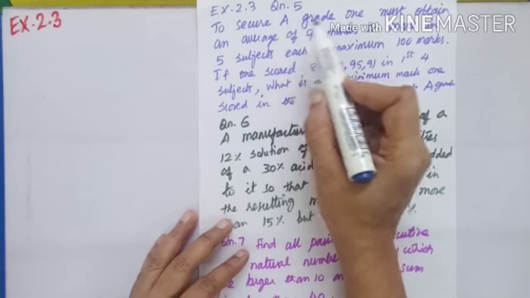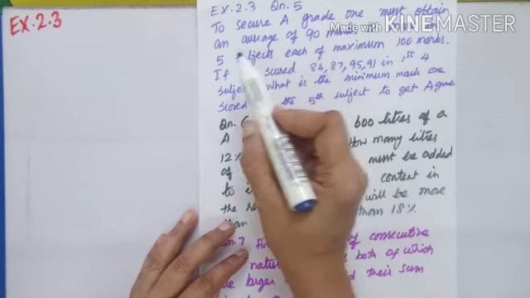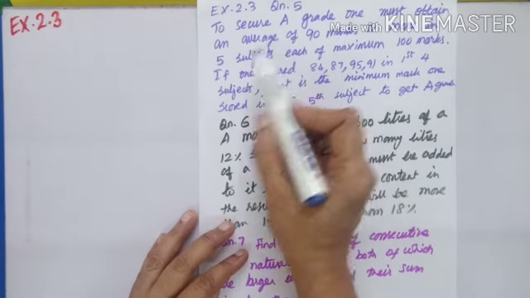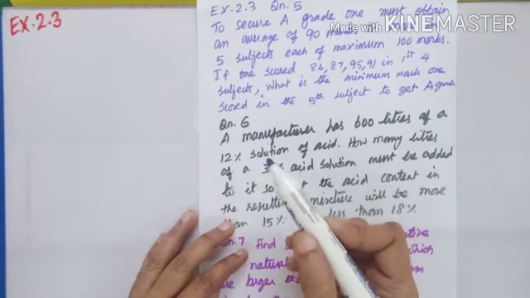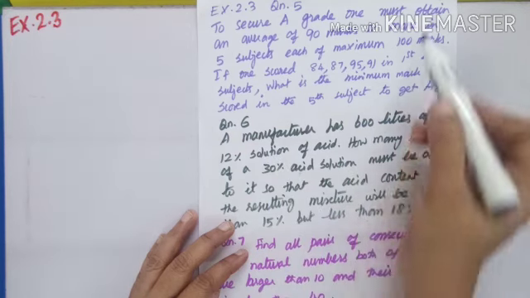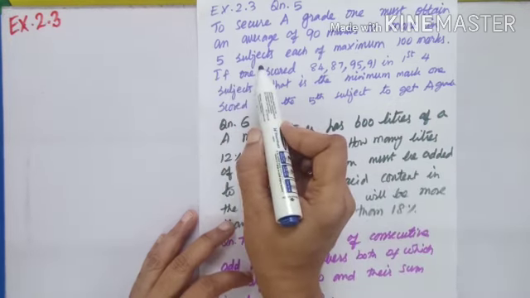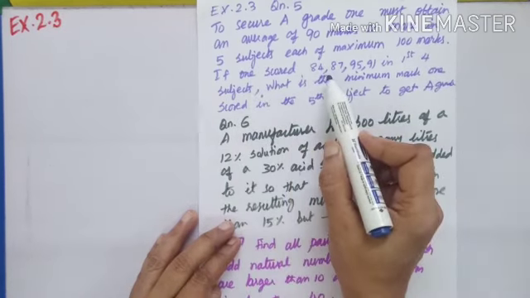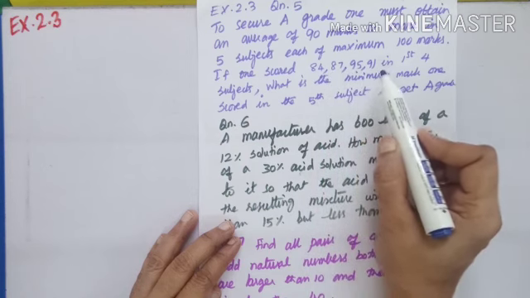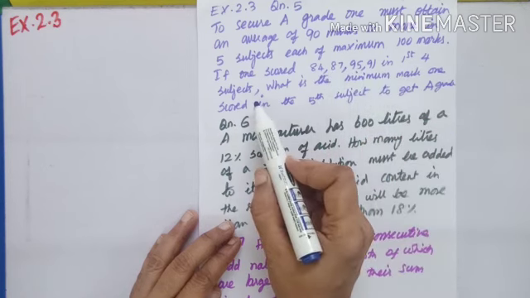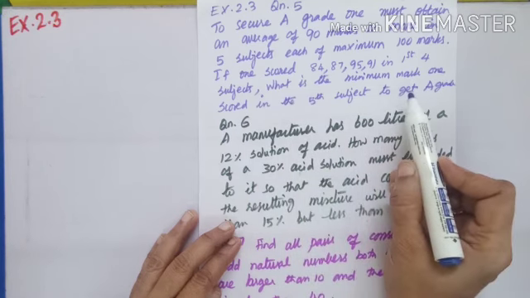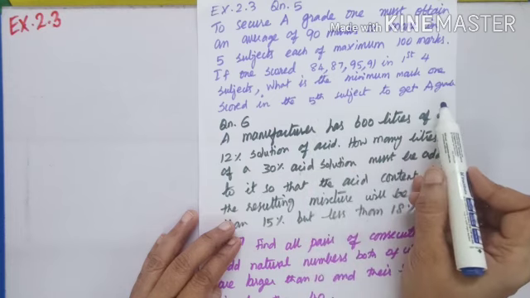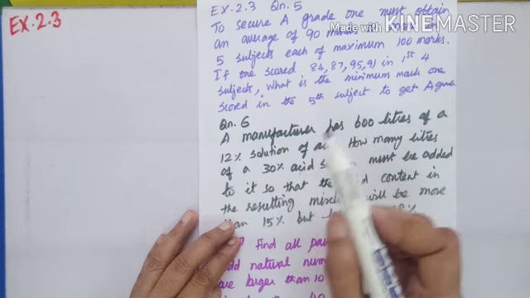To secure A grade, one must obtain an average of 90 marks. How do you calculate average? Add all the marks, divide by the number of subjects. So given there are 5 subjects and the maximum mark is 100. One student scored 84, 87, 95, 91 in the first 4 subjects. What is the minimum mark one must score to get A grade? So the 5th subject mark only is not given.